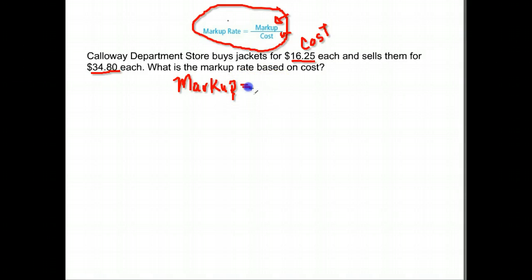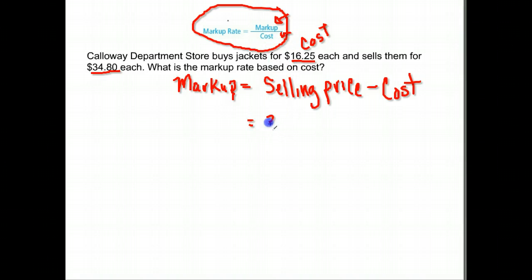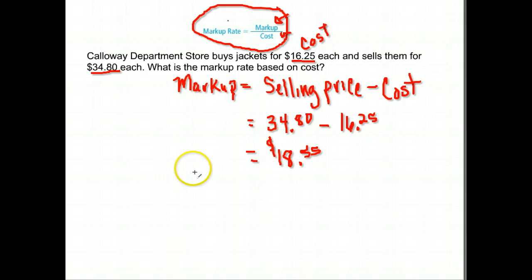And again, the markup is equal to the selling price minus the cost. What they're selling it for, subtract the cost, that will give you your markup. So they're selling these for $34.80 a piece, but it only cost them $16.25. And again, the difference there is how much they marked it up by. And we get $18.55. That is our markup. Now we can find this markup rate that we were wanting.